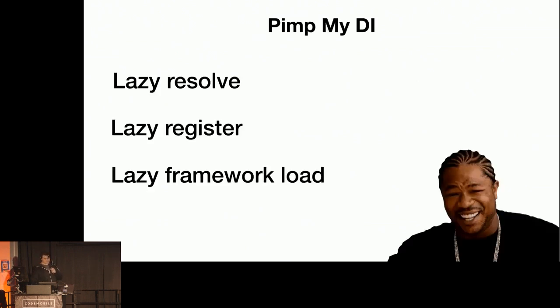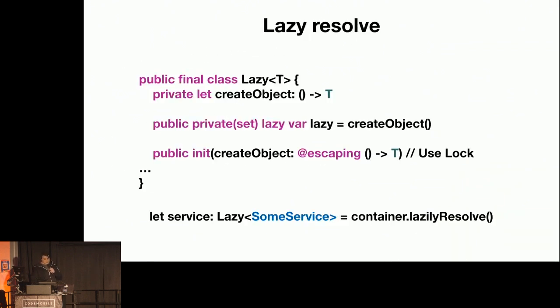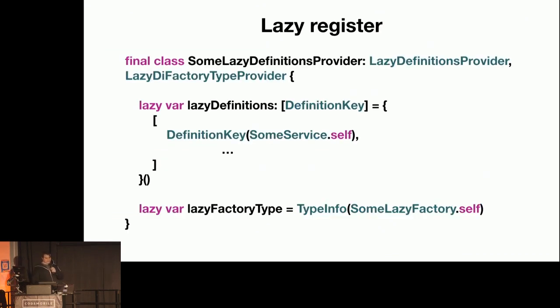Some additional features. It's lazy resolve, lazy register, and lazy framework load. I'll start with lazy resolve. It works like a lazy property in Swift, but has a lock for synchronization for multithreading. It's a simple wrapper. Let's move on. Lazy register. We have made a special class that provides keys and definitions for finding a factory and finding the instance that can be lazily registered and resolved.